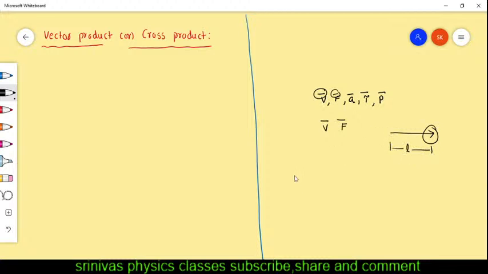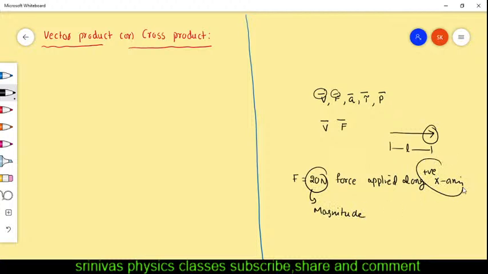What is the magnitude? For example, a 20 Newton force is applied along the x-axis. If the 20 Newton force is applied along the positive x-axis, 20 is called the magnitude. Magnitude means value, and the positive x-axis is the direction. Now here, force is a vector. It has both magnitude and direction.